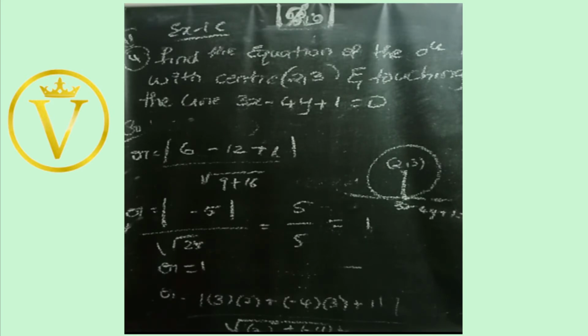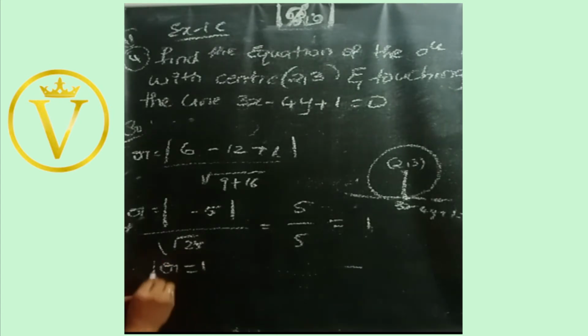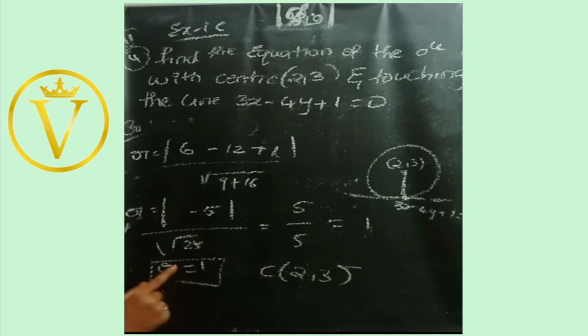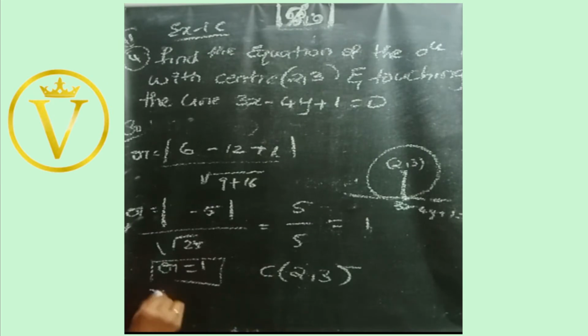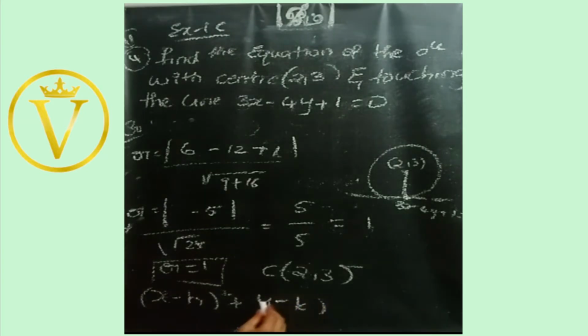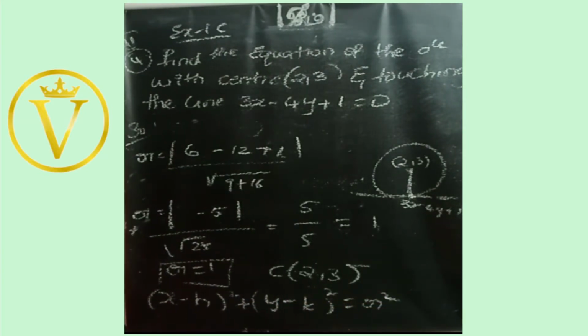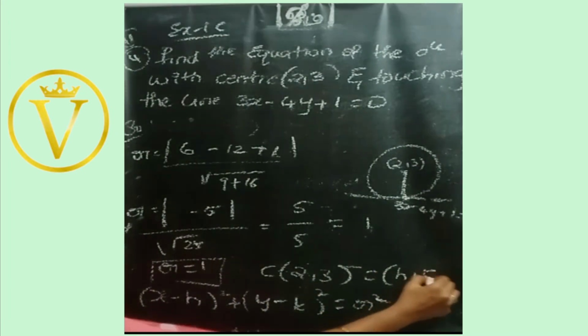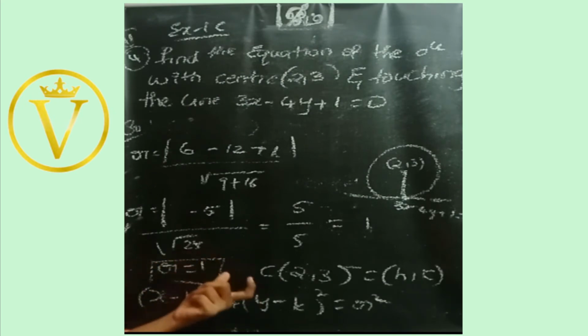In the previous problem they asked to find the length of the chord, but here they asked to find the equation. Okay. We know the r, and they have given the center. To find the equation using r and c, we know one formula, right? First exercise we have done this: (x minus h) whole square plus (y minus k) whole square equals r square. Here h is 2, k is 3. That means h comma k. Now substitute these values here and you will get the equation.